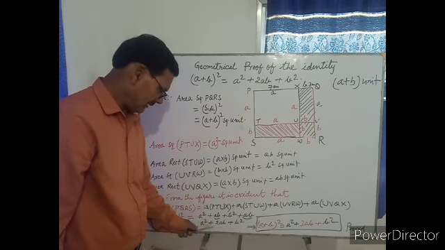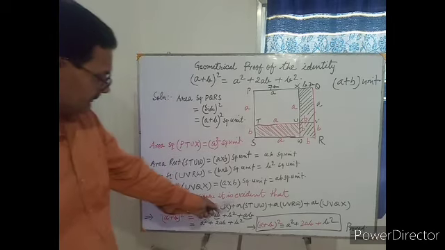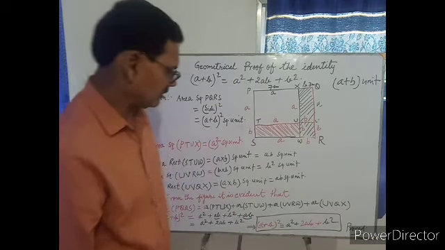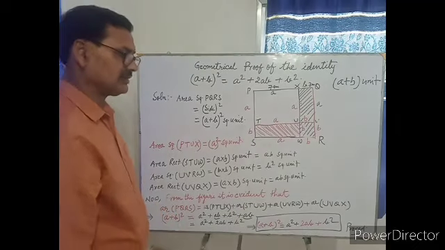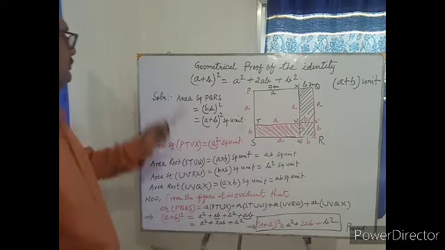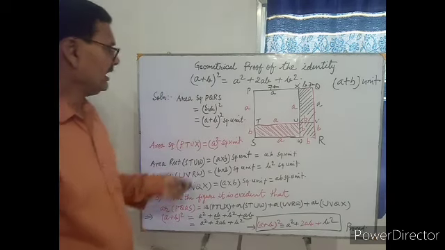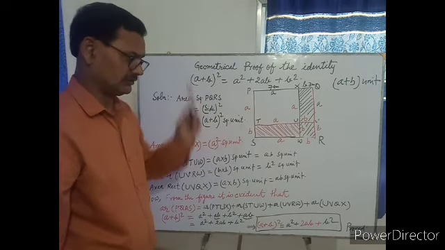ab plus ab we have added together, it is 2ab, and plus b square. So lastly we have (a plus b) whole square is equal to a square plus 2ab plus b square. So dear students, this is the geometrical proof of the identity (a plus b) whole square is equal to a square plus 2ab plus b square.